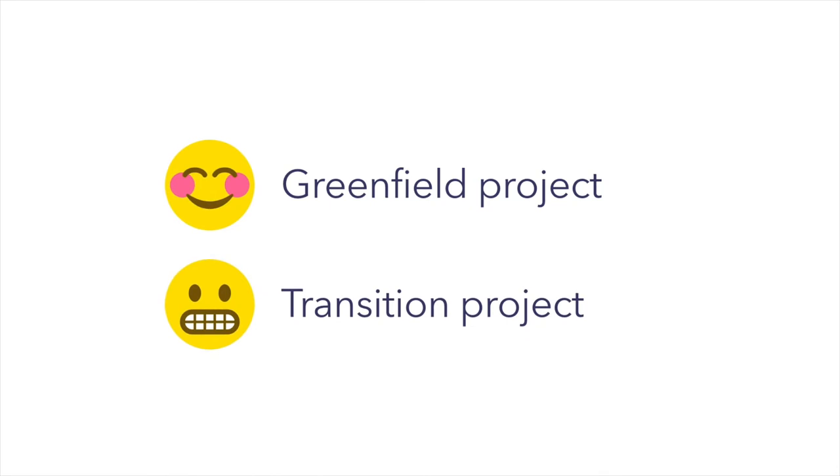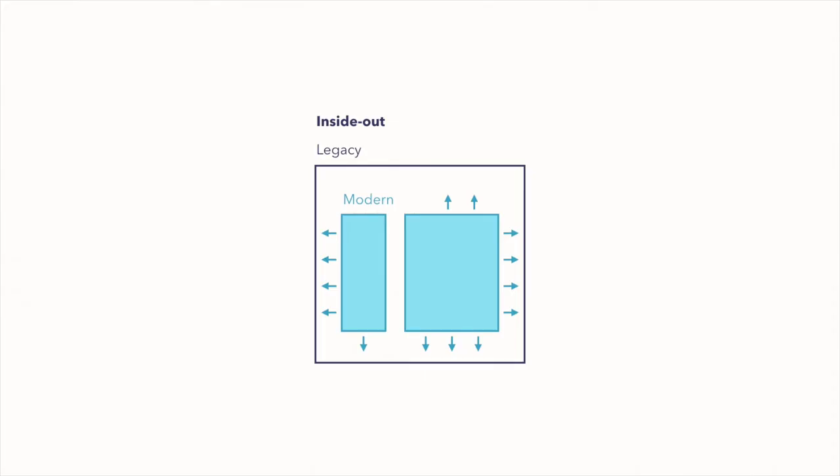We're talking a modernization project. That makes things a little bit more complicated. The first thing that I would like to talk about is related to how the legacy code base and the modern code base coexist. At Atlassian, we often talk about moving from an inside-out model to an outside-in model. Now, what does that mean? Well, when you start a modernization project, you start with legacy code, right? That's why it's a modernization project.